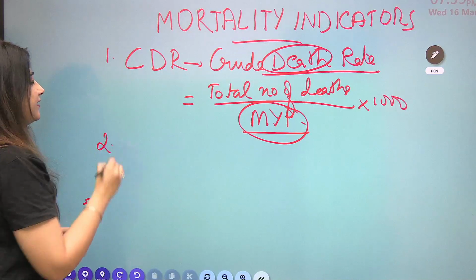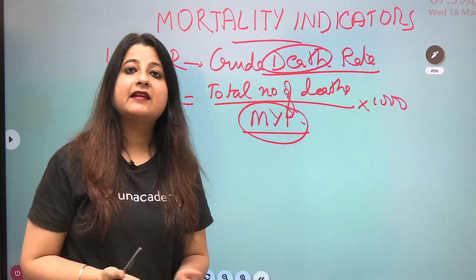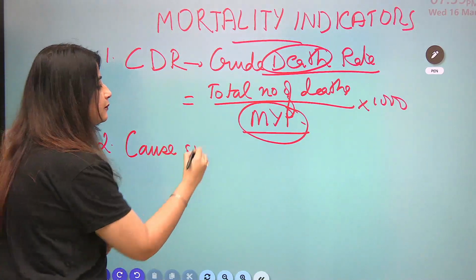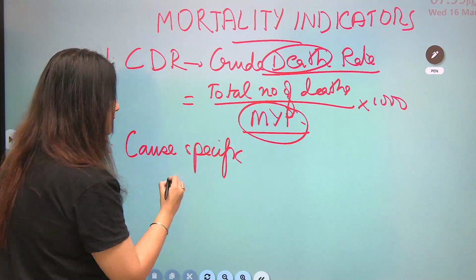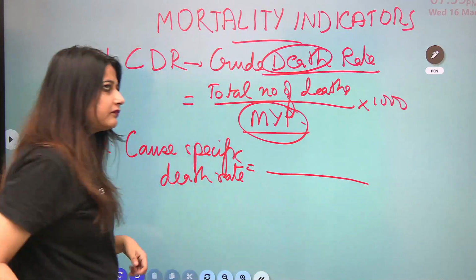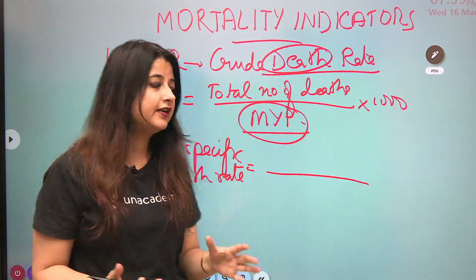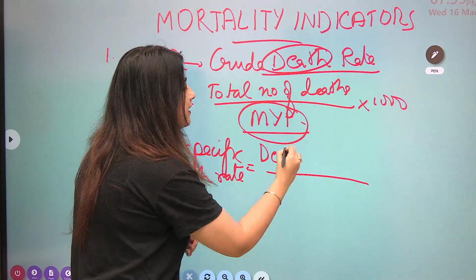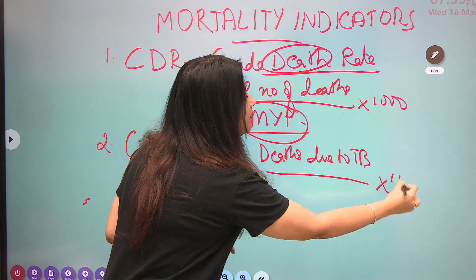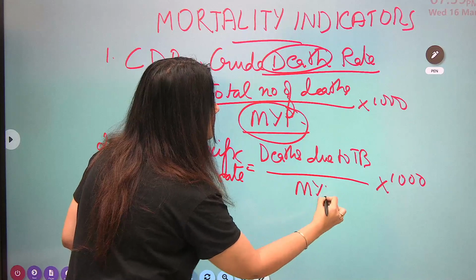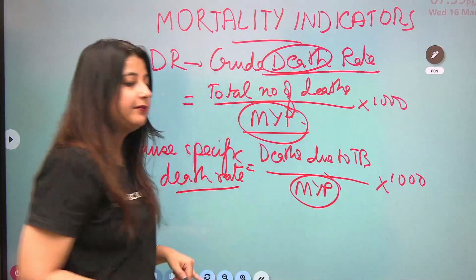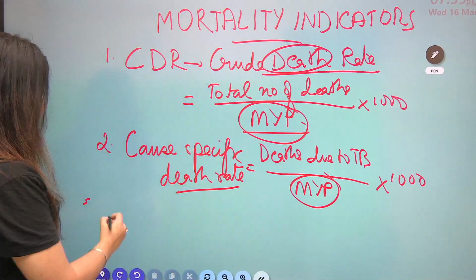Let's look at some of the other indicators where your denominator can become the mid-year population. If I ask you about cause specific death rate, meaning let's say death due to tuberculosis, that's a cause of a disease, then your numerator will be deaths due to TB, per 1000 mid-year population. Again, it was a death rate, a cause specific death rate, so the denominator becomes the mid-year population. Let's have a look at one more.